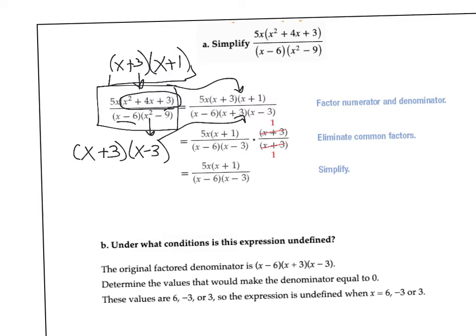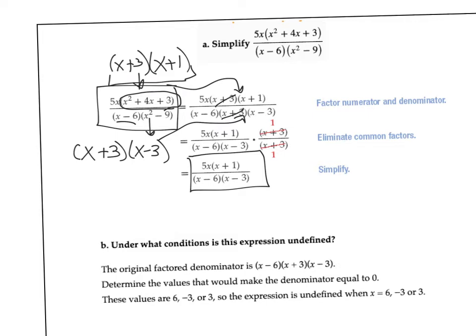So now we're looking for anything that can cancel each other out, so to speak, because we know anything over itself is 1. So I see that on the top and bottom, I have x plus 3. So I'm going to cancel those out, all right, because they reduce to 1. So I have 5x times x plus 1 on the numerator, and the denominator I'm still left with x minus 6 times x minus 3. And that's going to be my final answer. So this is its most simplified form.